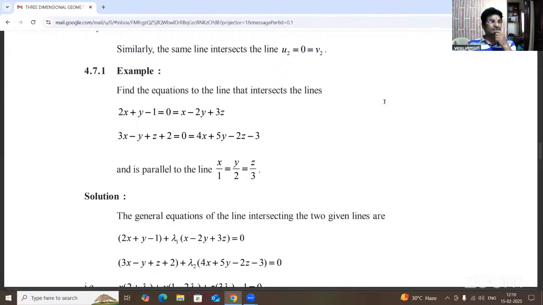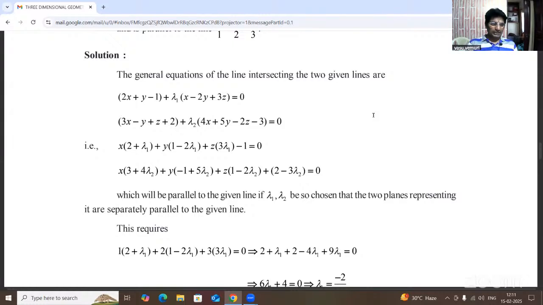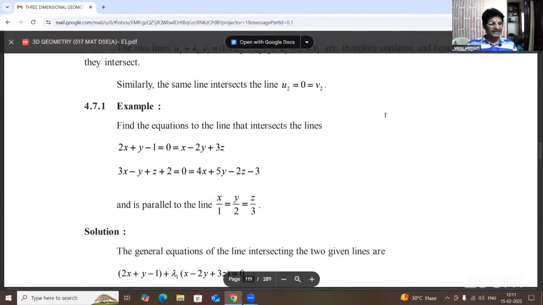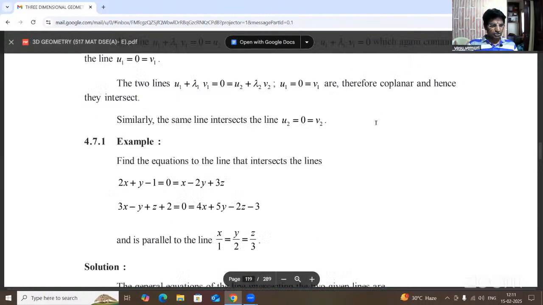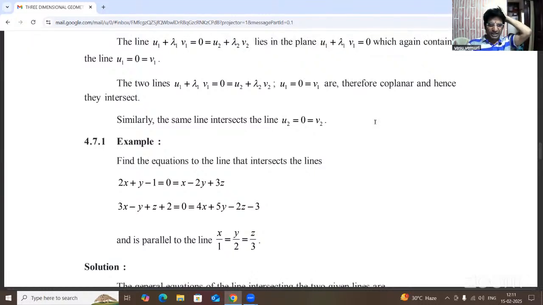According to that intersection of planes, we write the given non-symmetrical line in terms of lambda 1, which is a scalar, and in the same manner the second non-symmetrical line in terms of the scalar lambda 2. Now x, y, z are common in both. We require this entire part to be parallel to the given line, that is x by 1, y by 2, z by 3.